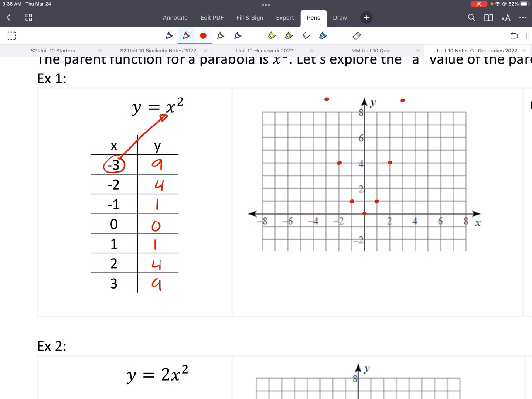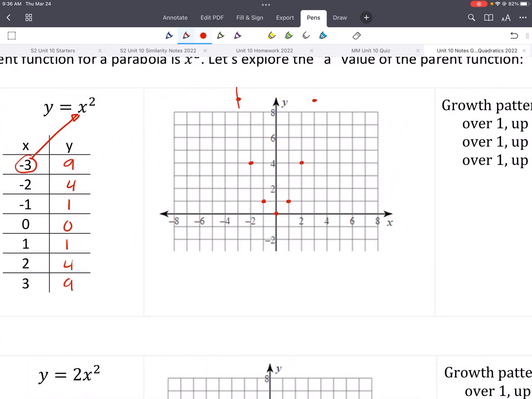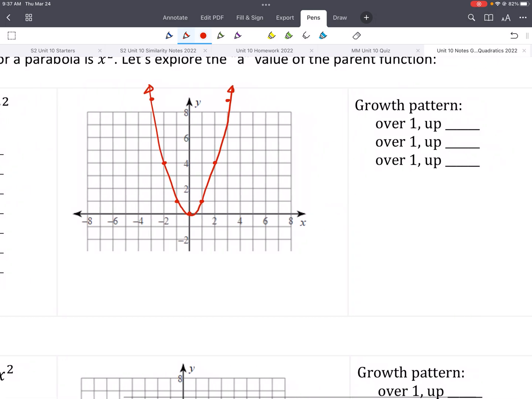All right? So we plot those points, we connect those dots. Okay, and we've got our parabola. It's not perfect, but that's pretty good. All right, and then we figured out that the pattern is that we always, from the vertex, we go over 1, and then we'll go up 1, and then we'll go over again, and then we'll go up 3, and then we'll go over again, and then we'll go up 5. And then that pattern keeps going. If we had a graph that's big enough, we could keep going. Okay? So that's when A is 1.